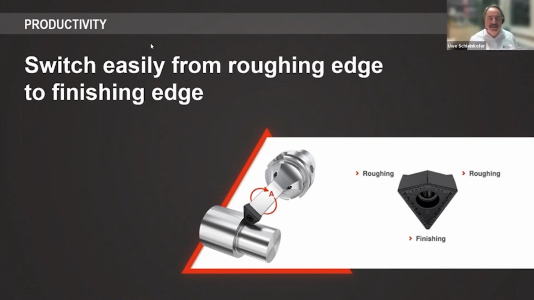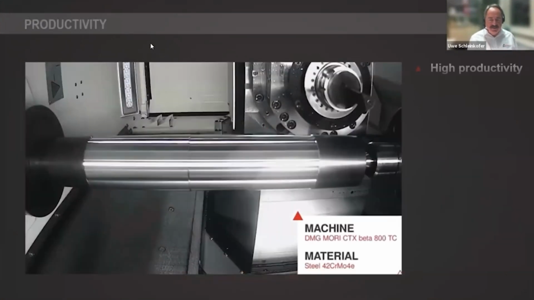And with that, you can use, of course, much more open options in one tool compared to a single standard ISO turning holder, where when the edge is worn, you at least have to change or turn the insert in the tool holder. So how does this look in an example?